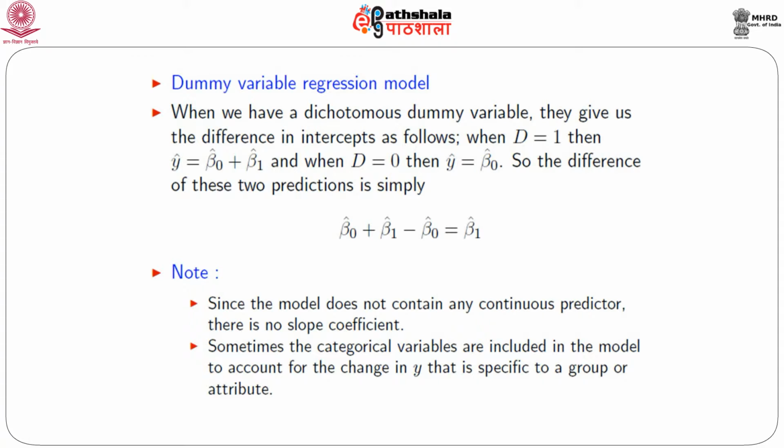Note that since the model does not contain any continuous predictor, there is no slope coefficient. What we have here is beta 1 hat, which is the difference of the two intercept terms from the two models based on the value that the categorical variable d had taken. Sometimes the categorical variables are included in the model to account for the change in y that is specific to a group or attribute.